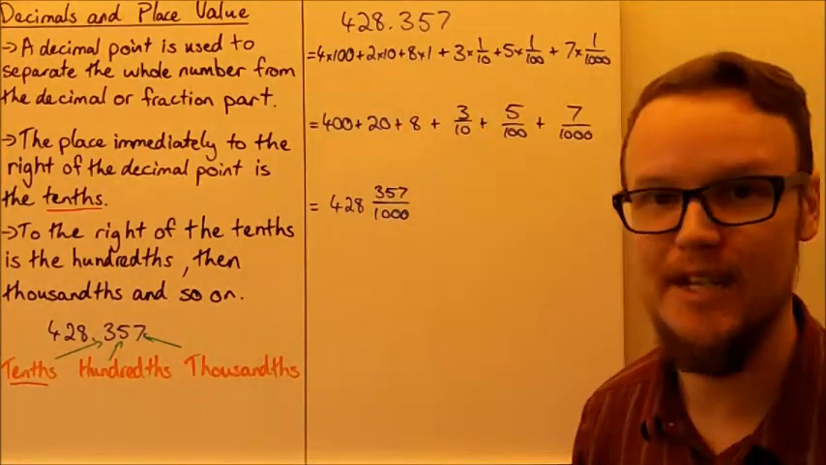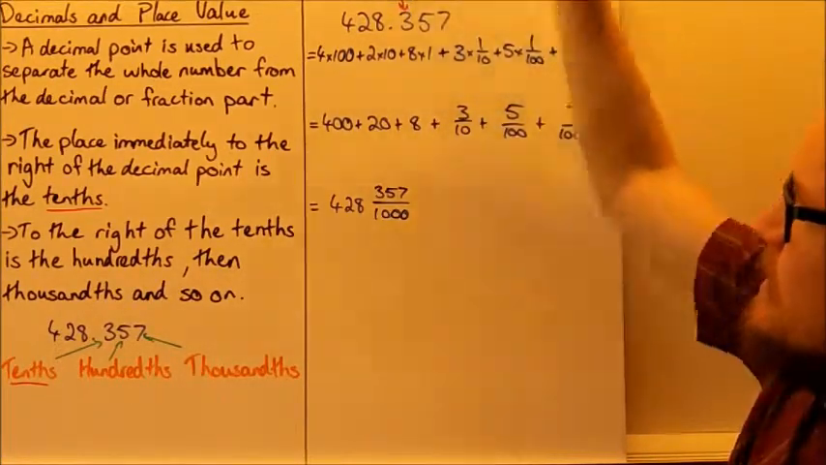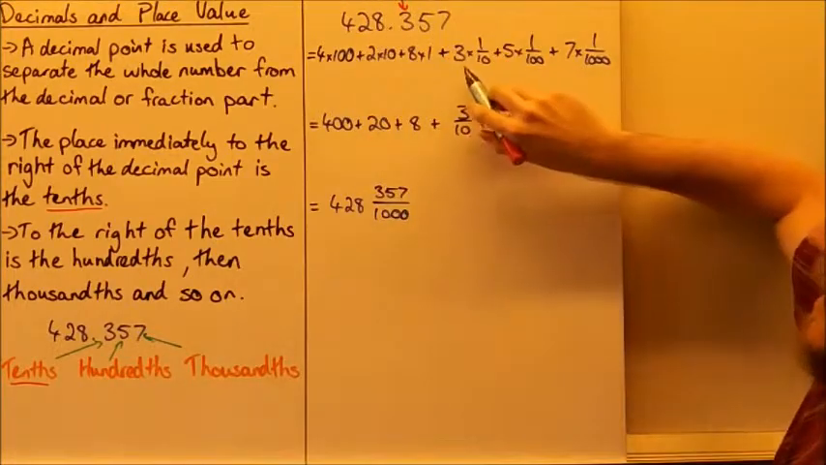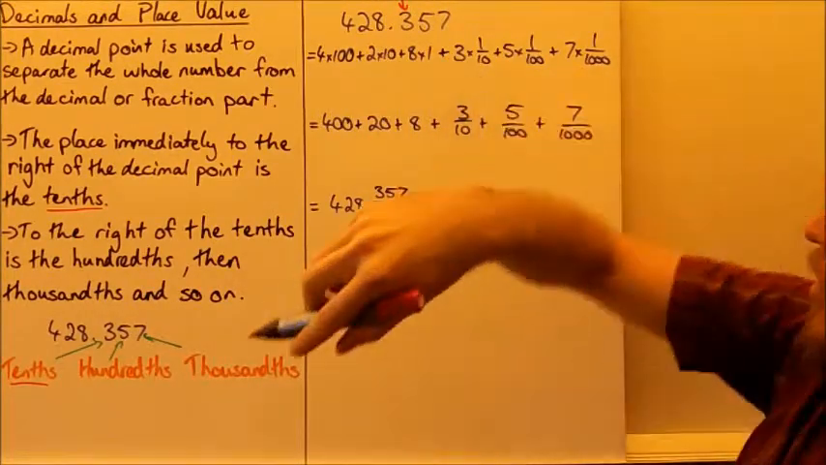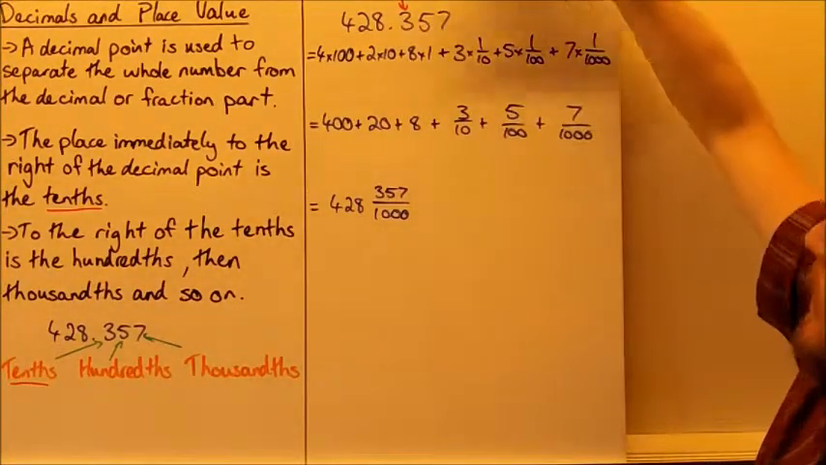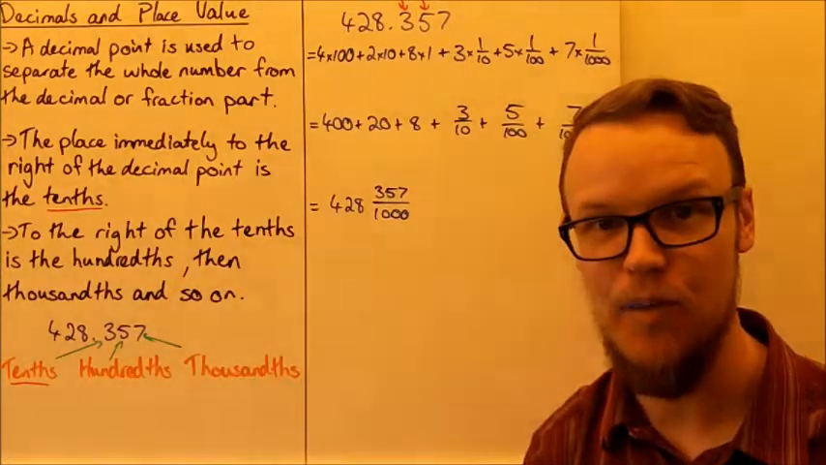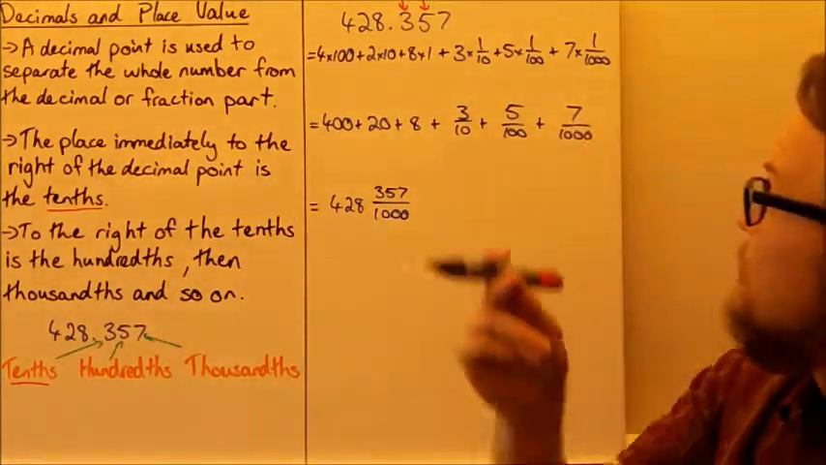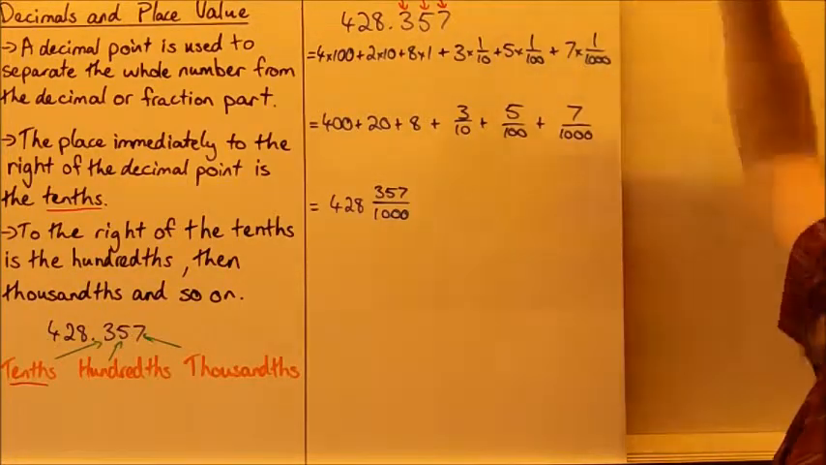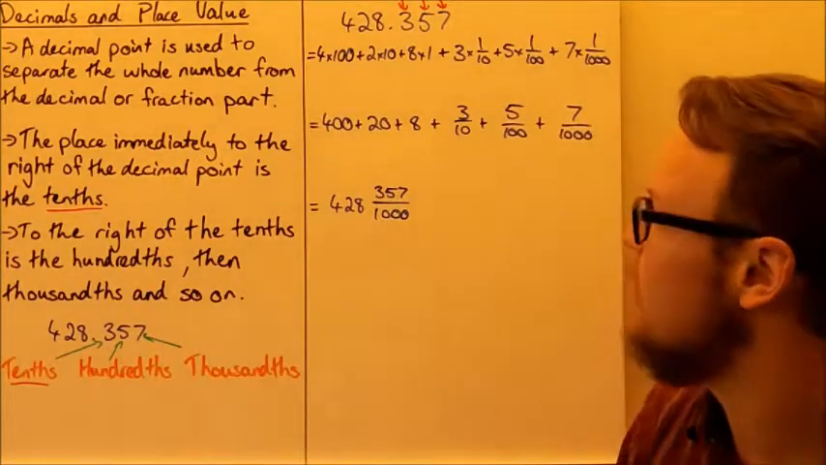When we move to the right of the decimal point here, the first one is the tenths. So this is 3 tenths. It's the same as saying 3 lots of 1/10. When we look at the next column, that's the hundredths. That's the same as saying 5 lots of 1/100, so 5 hundredths. And the thousandths column is the same as saying 7 lots of 1/1000, 7 times 1/1000.